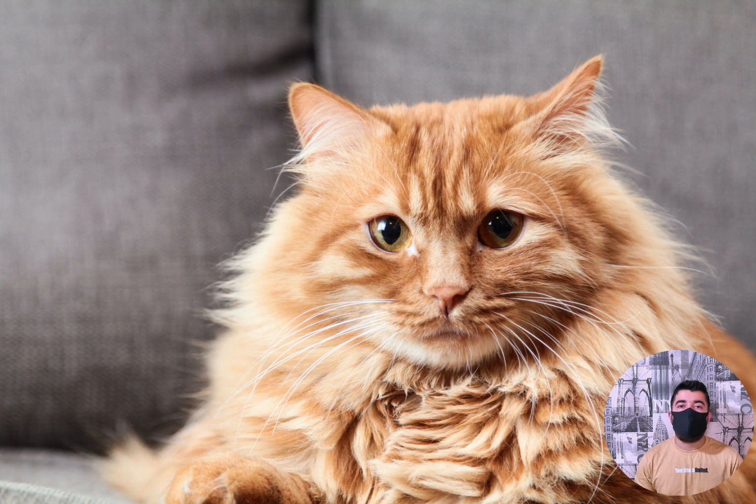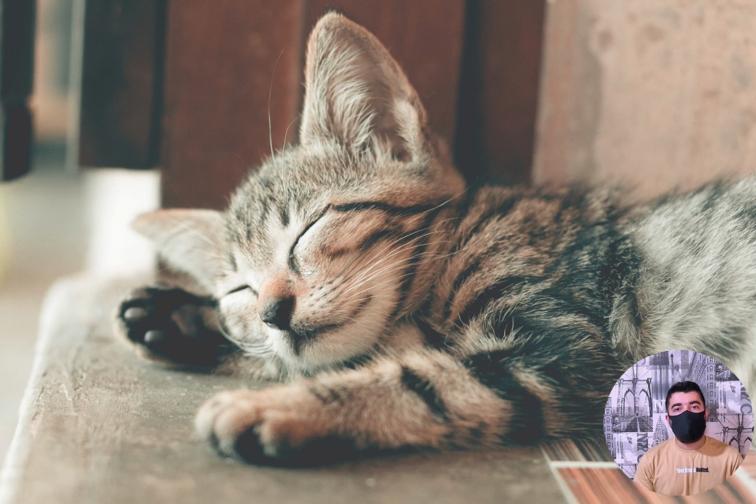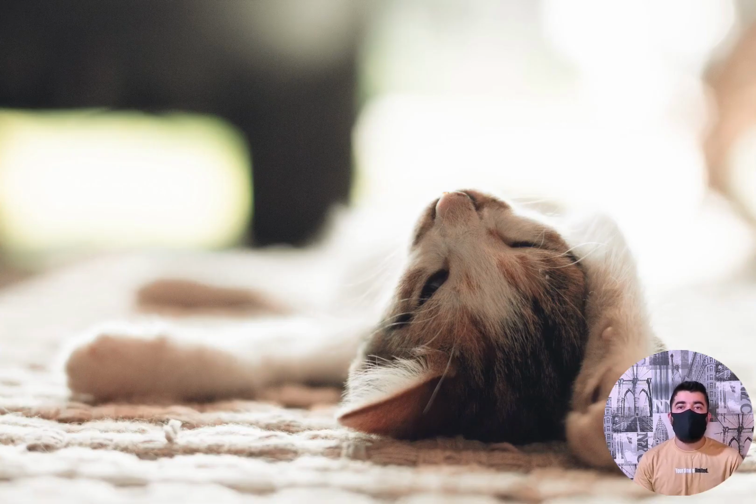Invasive species. In some areas, feral cats have become an invasive species, meaning they are not native to the ecosystem and can have a significant impact on local wildlife populations. This is especially true on islands and other isolated ecosystems where cats have been introduced and have no natural predators.